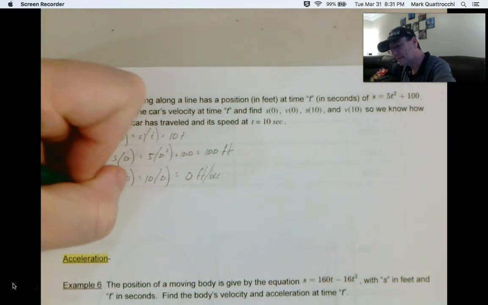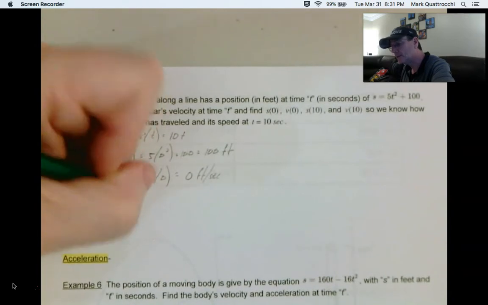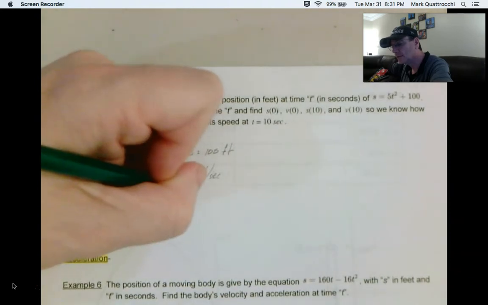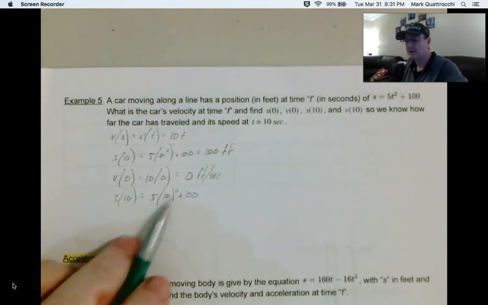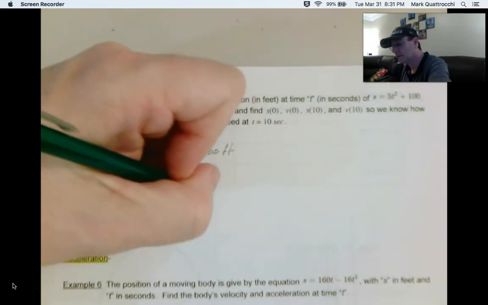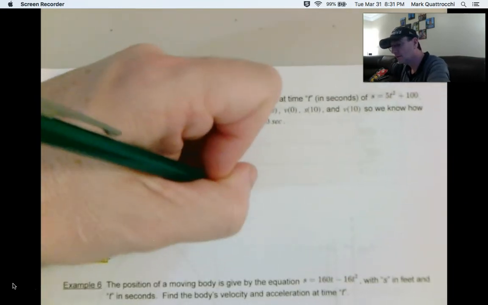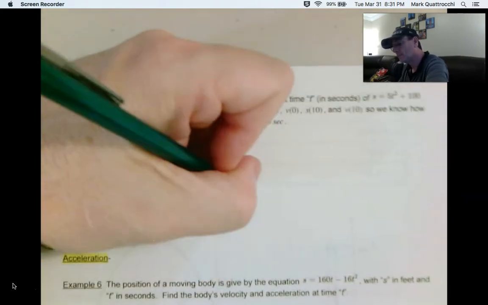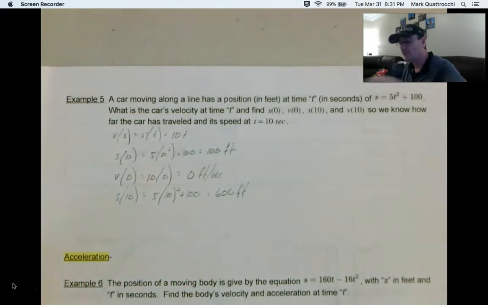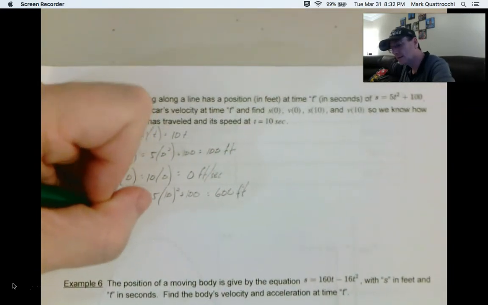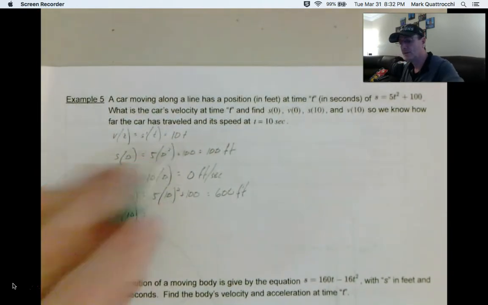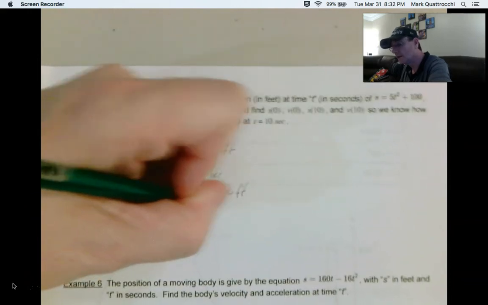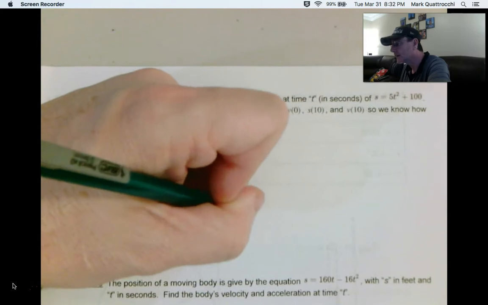S of 10 is equal to 5 times 10 squared plus 100. 10 squared is 100, times 5 is 500, plus another 100, 600 feet. And V of 10 is equal to 10 times 10, or 100 feet per second.